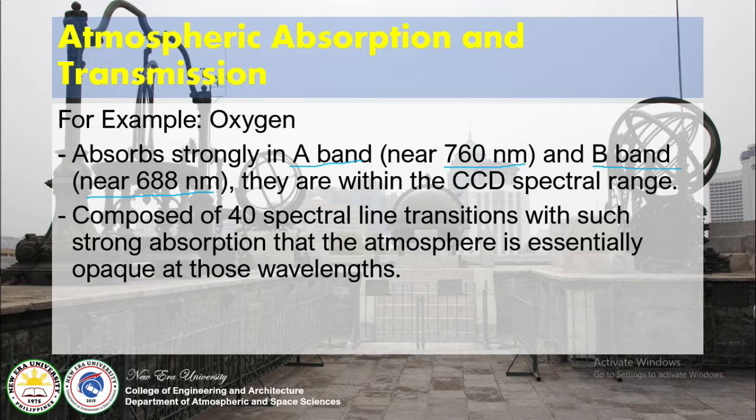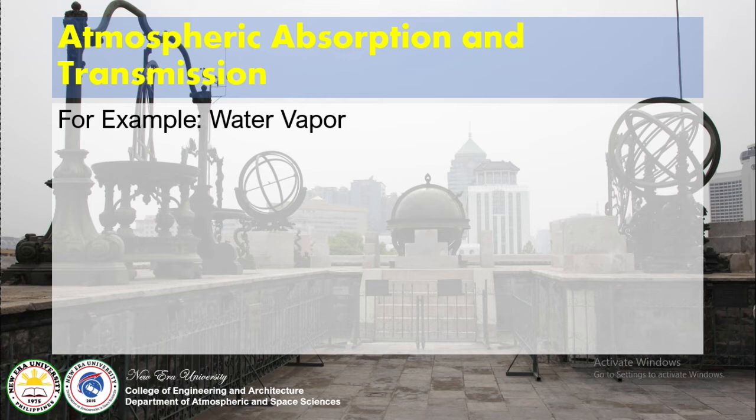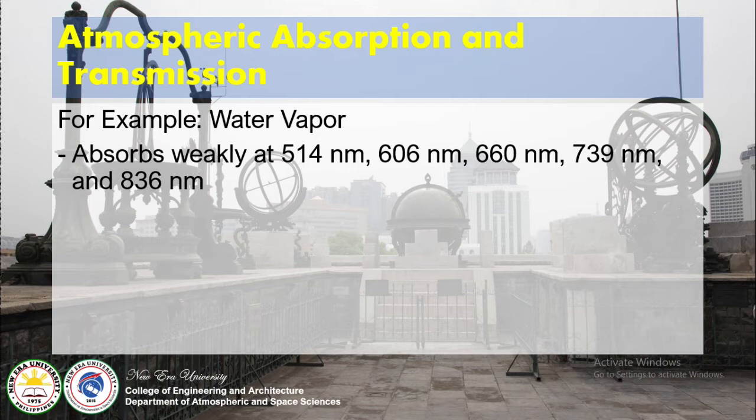Another one is water vapor. Water vapor is basically steam, or gaseous water. It absorbs weakly at 540 nanometers, 606 nanometers, 660 nanometers, 739 nanometers, and also 836 nanometers. So these are normally at the ultraviolet range.